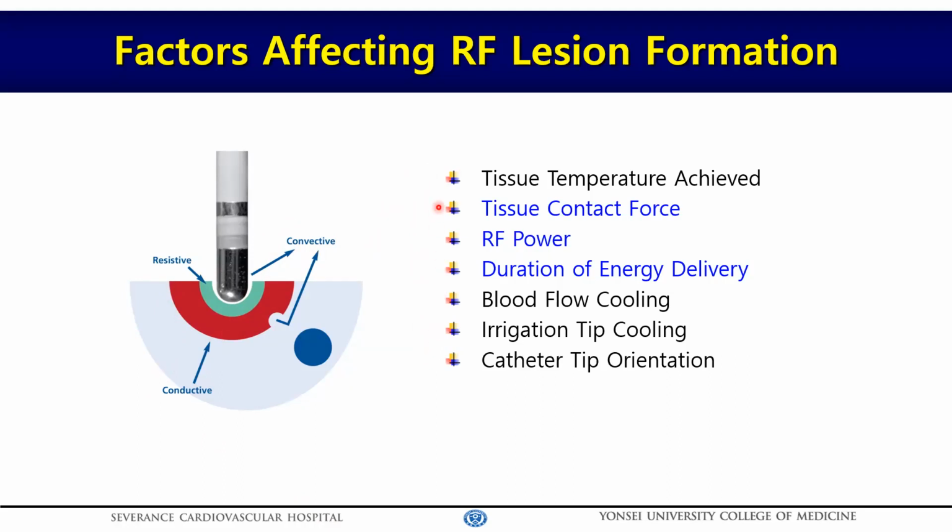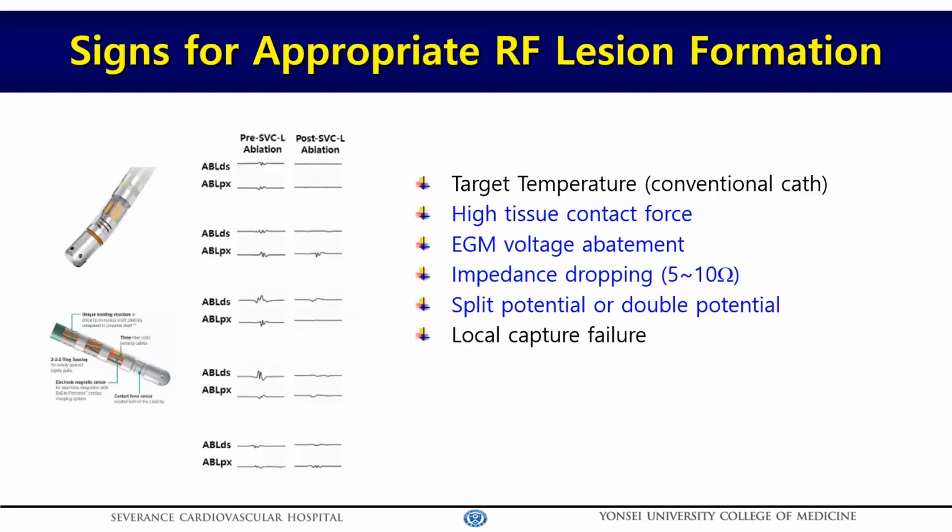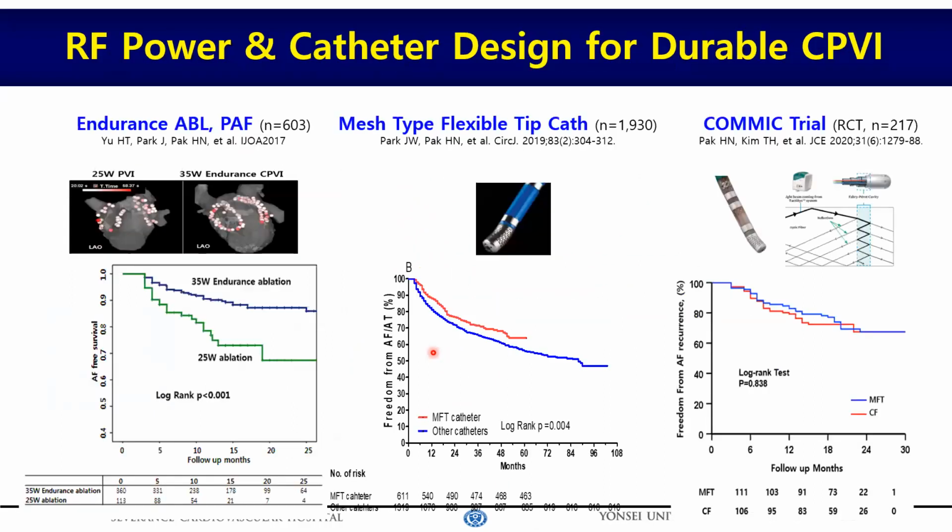In particular, tissue contact force, radio frequency power, and duration of RF energy delivery are elements that the operator can manipulate. Then how can the operator know if the RF lesion is being properly created? Contact force monitoring, voltage abatement of the electrogram, and impedance drop are the typical surrogate markers for lesion formation. In addition, you can also monitor split potential or local capture failure.